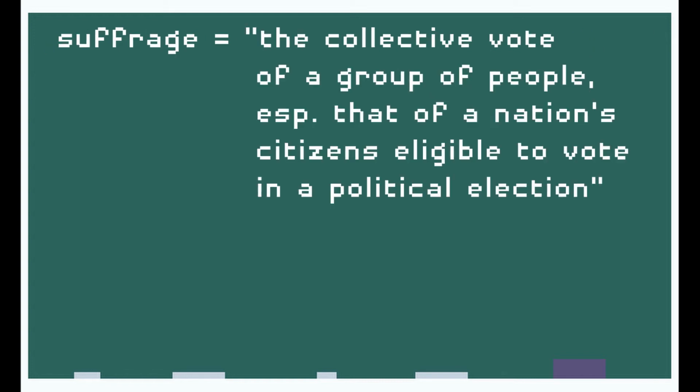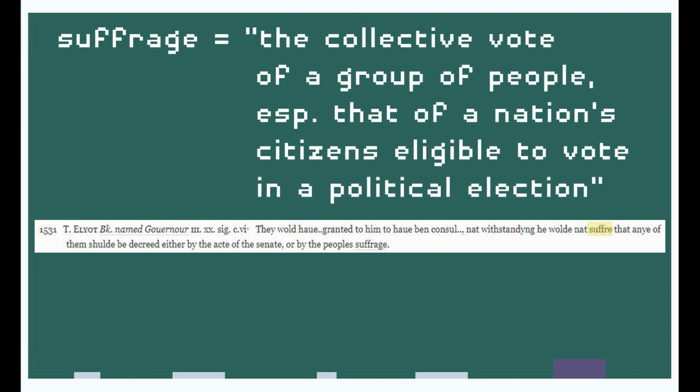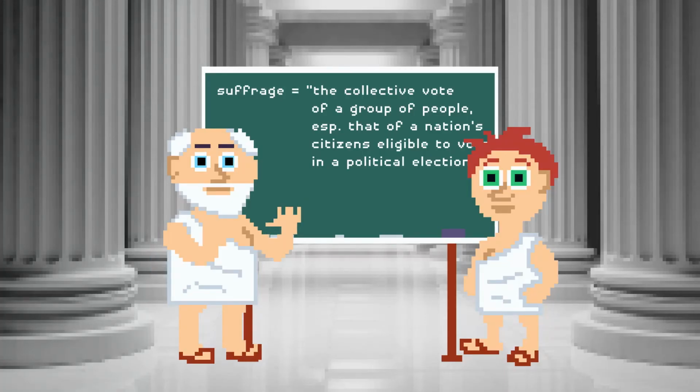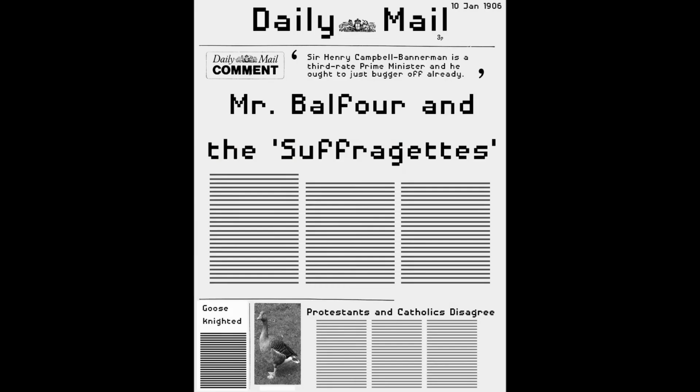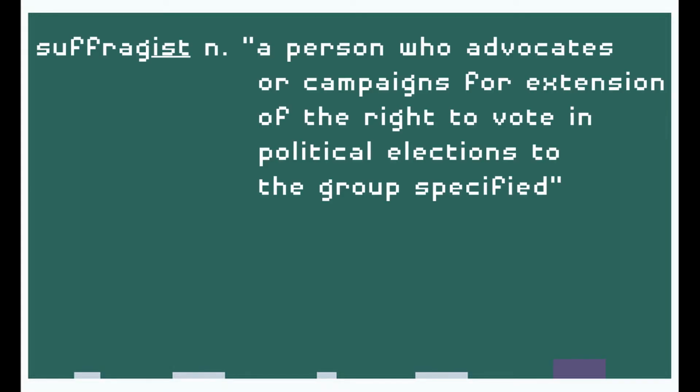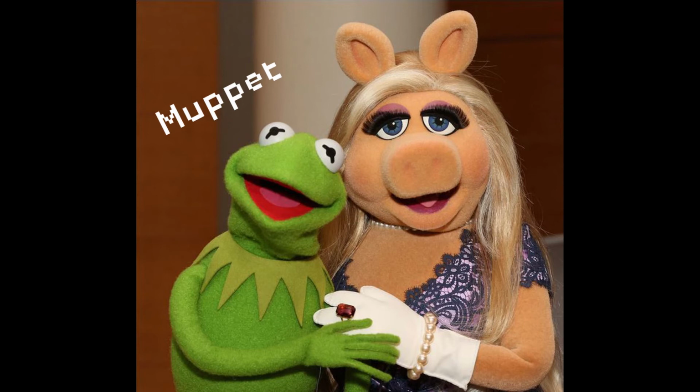The meaning of the collective vote of a group of people, especially that of a nation's citizens eligible to vote in a political election, shows up in 1531, for example, and appears regularly thereafter in reference to citizens' right to vote in elections. The word suffragette, referring to a woman who advocates for women's right to vote, first appeared in the British newspaper The Daily Mail in 1906. That word was coined by simply changing the suffix on the existing word suffragist to the French suffix "et", which, among other things, denotes something done by a girl or a woman. Like how Kermit is a Muppet, but Miss Piggy is a Muppet.